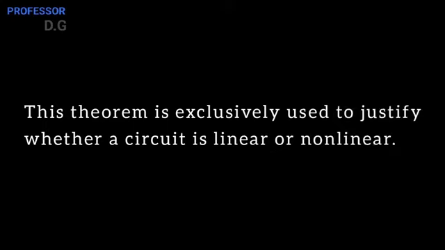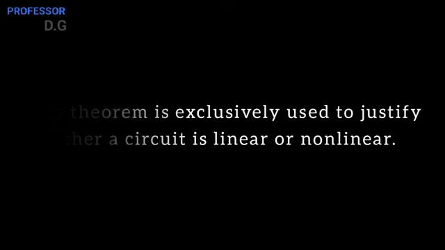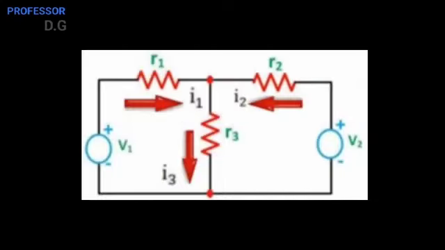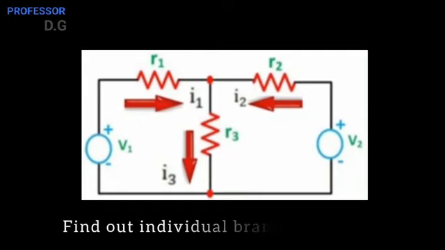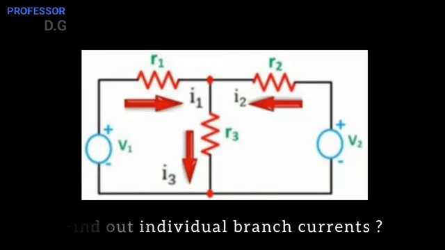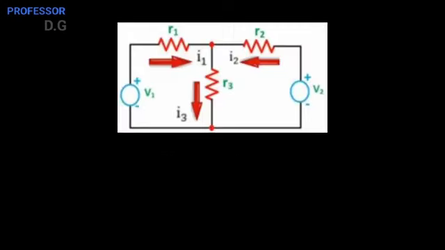Superposition theorem is a theorem which is exclusively used to justify whether the circuit is linear or nonlinear. Let's consider this circuit where, by applying superposition theorem, we are supposed to find out the individual branch currents I1, I2 and I3. Here I will discuss how the entire process will be done.